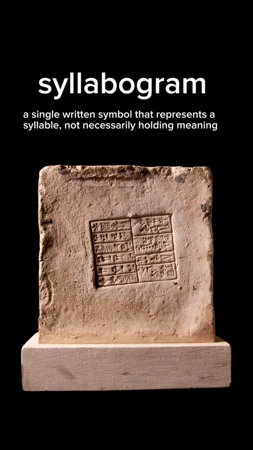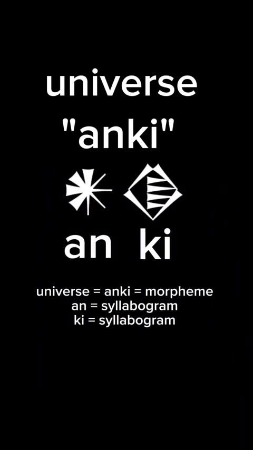Now, what is a syllabogram? A syllabogram is a sign which is just used for its syllabic value and has no grammatical function. But this can be a little bit problematic for Sumerian because technically every single sign in Sumerian can be used as a logogram and therefore a morpheme. And most signs can be used as a syllabogram. For instance, if we take the word for universe, Anki, this is made up of An and Ki. So universe, Anki in Sumerian, is a morpheme made up of two syllabograms, An and Ki. And many words are made up this way in Sumerian.